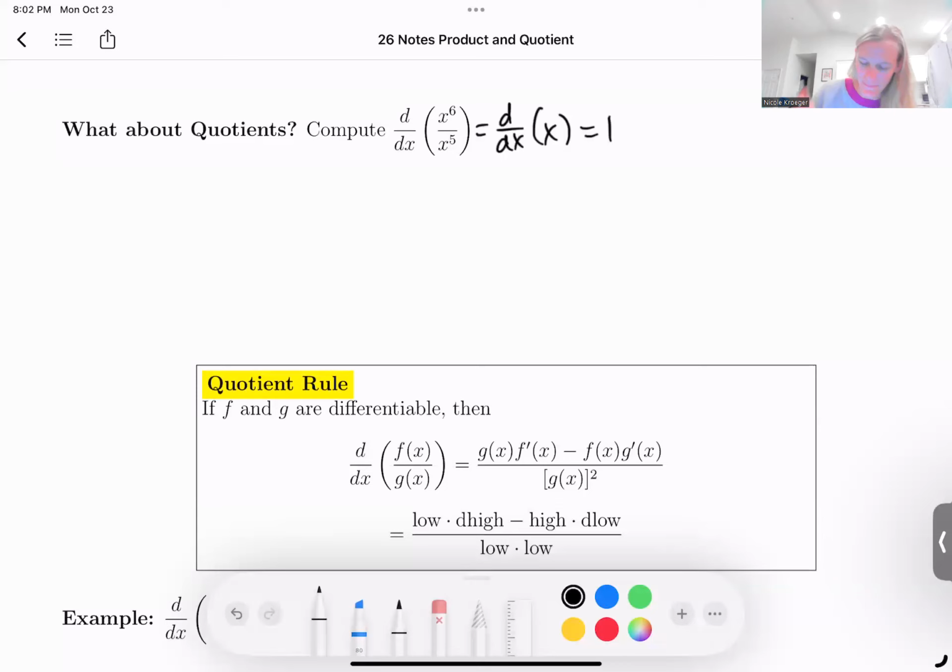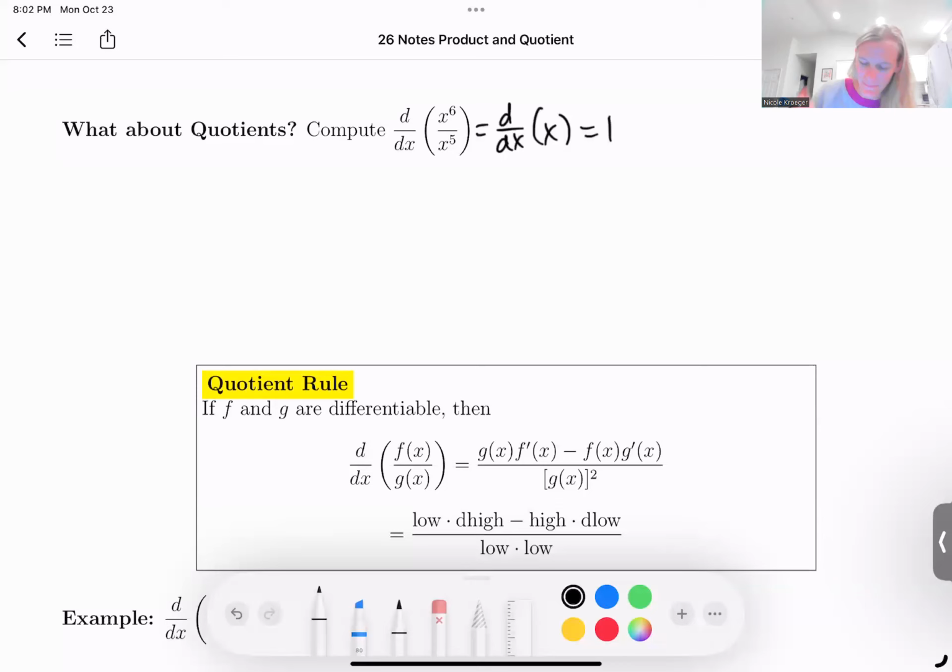Okay, so we saw what happened if we had a product of two functions. The derivative was not as easy as just taking the derivative of the individual pieces. Same is going to be true with quotients. So if I look at this quotient, if I simplify this, this is just the derivative of x. So we know this should be equal to 1.